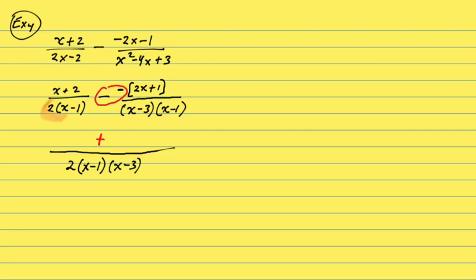I have this in my denominator. What am I missing? I'm missing the x minus 3. So I'll multiply it by x minus 3 over itself to not change the value. Does this now match the denominator? Yes? Okay.